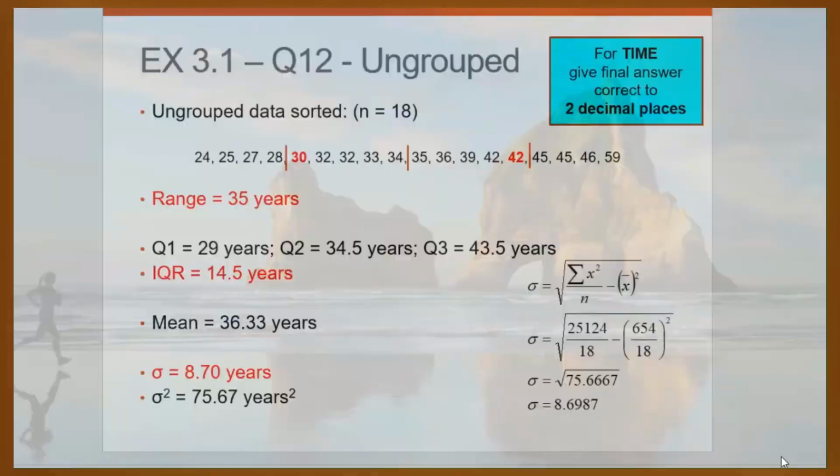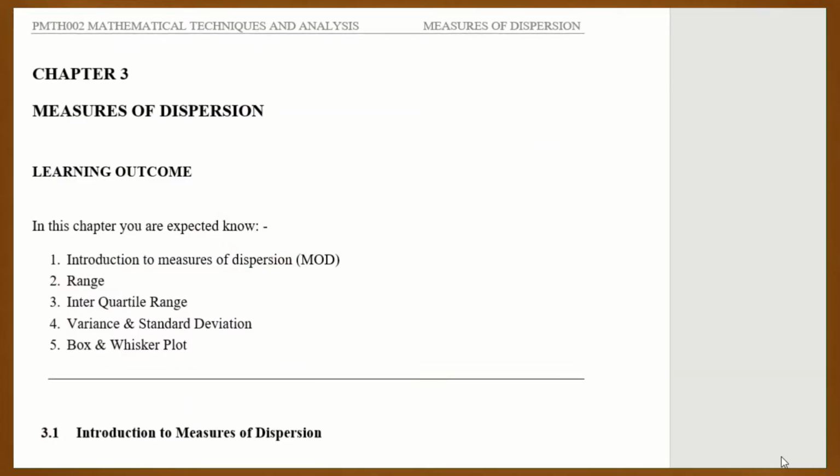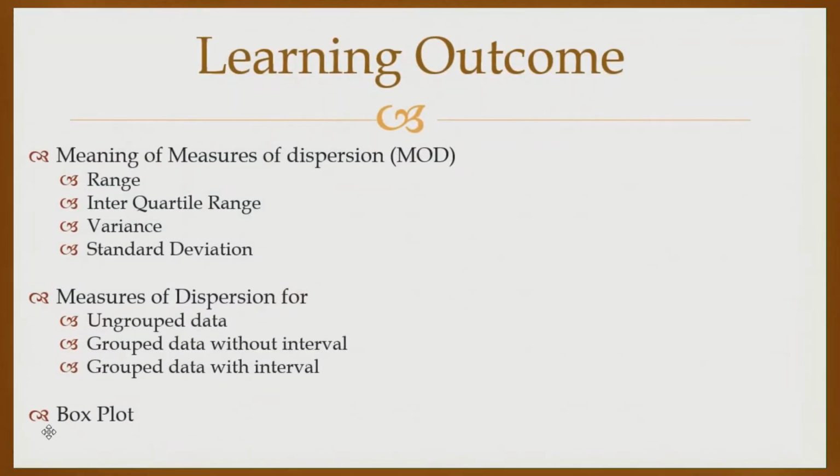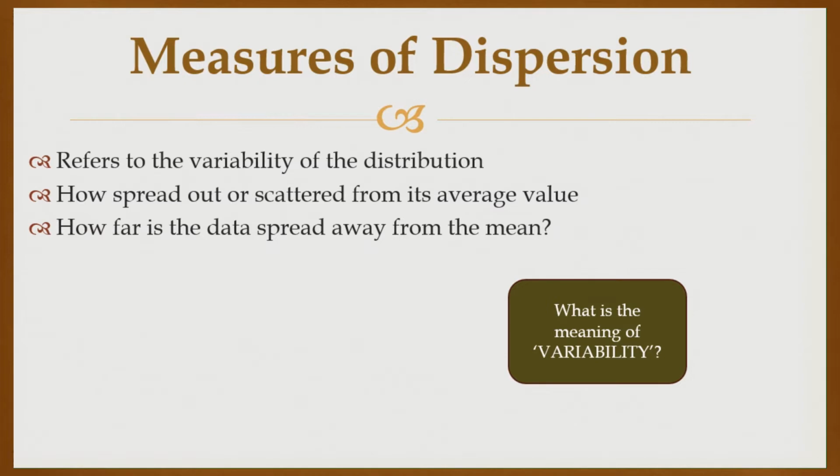All right. Let's look into your manual. These are the same learning outcomes that you'll be looking at in your manual. We will do the first four. Box and whisker plot, which is actually box plot as well, we will only do in the next class. So today I'll only cover the first two. So let's look at measure of dispersion.